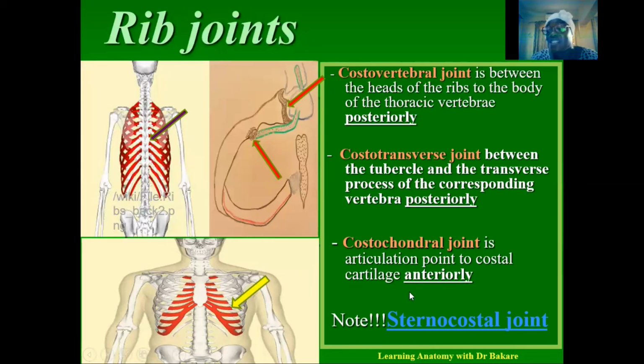For the sternocostal joint, what we still need to do is to break the name down. So the sternocostal joint is the joint that is seen between the sternum anteriorly and the costal cartilage. So it is through this joint that the rib finally, although indirectly, is connected to the sternum. So it's good for us to also highlight this joint.